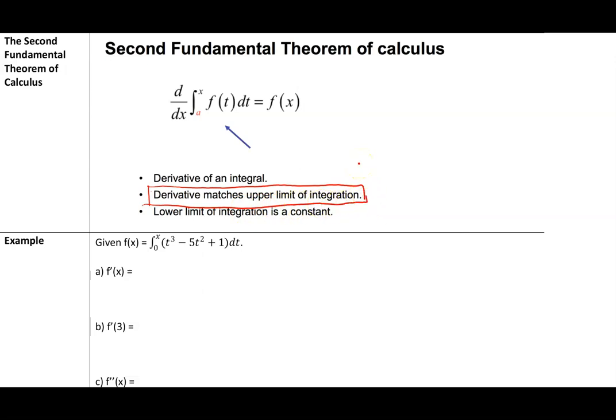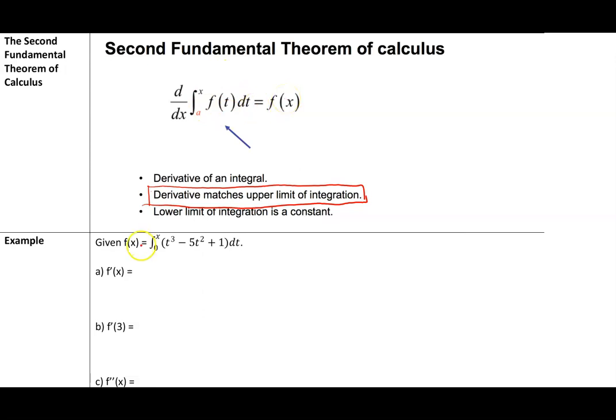So the second fundamental theorem of calculus takes the derivative of an integral, but it's not just any integral. It's where the derivative, which is d dx, matches the upper limit of integration, and the lower limit of integration is a constant, and that'll just equal f of x.